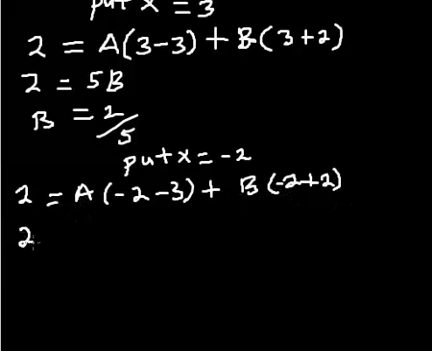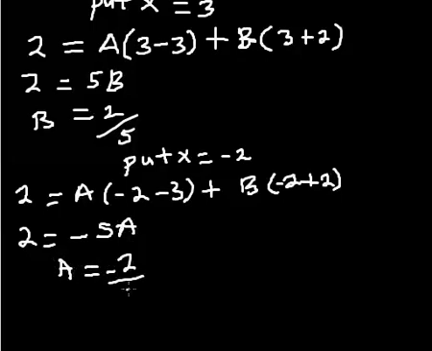So I'm left with 2 is equal to minus 2 minus 3, that's minus 5, so minus 5a. That now makes a equal to minus 2 all over 5. All right, so I've gotten it now.